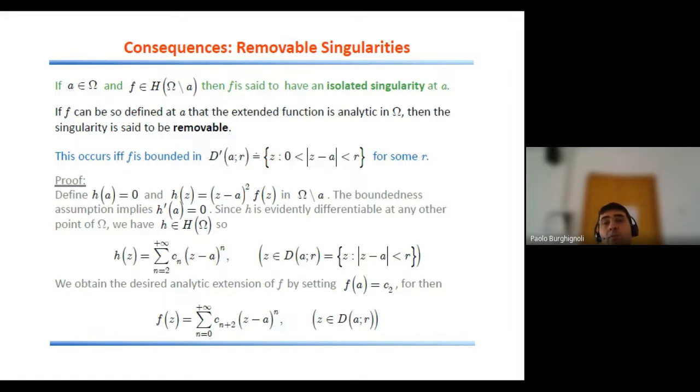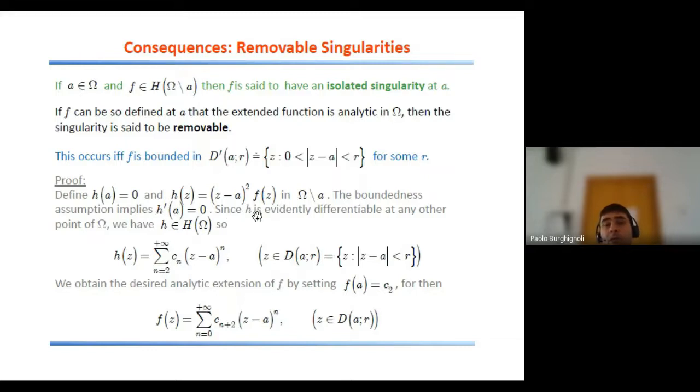Okay. Now, if the function f is bounded inside this region, then we may conclude that the singularity is removable, and the proof proceeds in very simple terms. We can define a new function, an auxiliary function h, to be equal to 0 at the center of this disk, so h of a is equal to 0, whereas at any other point inside omega, it's equal to z minus a to the second power times the original function f. Now, the boundedness assumption of the function f implies that this auxiliary function h is actually differentiable everywhere.